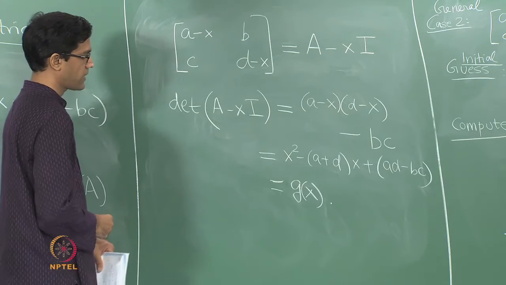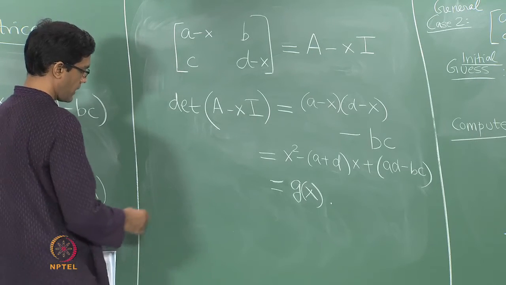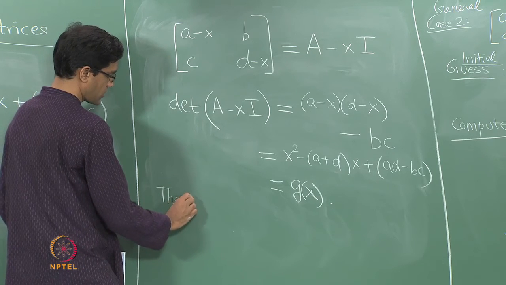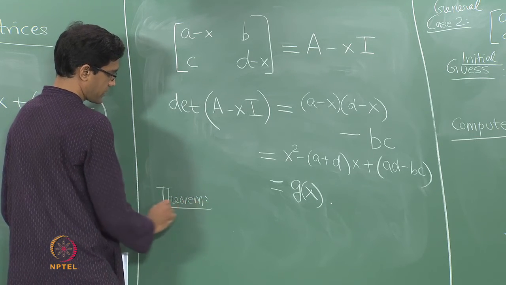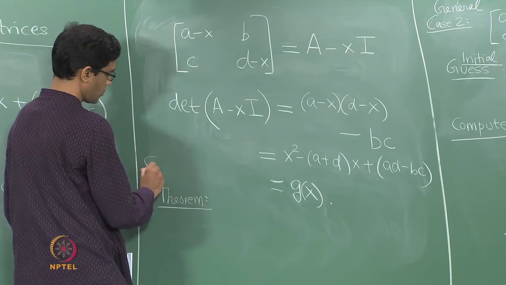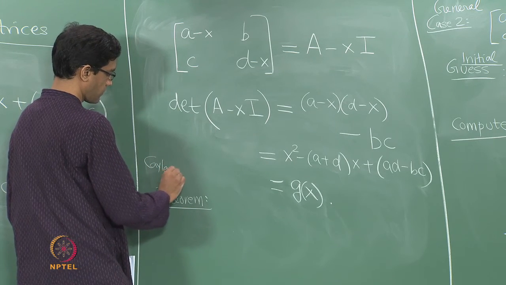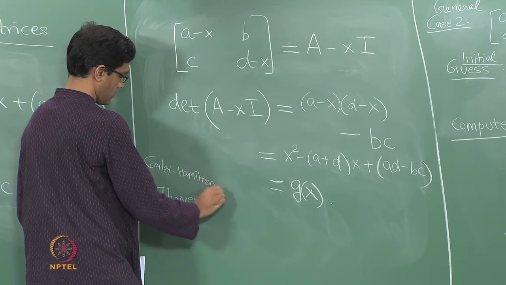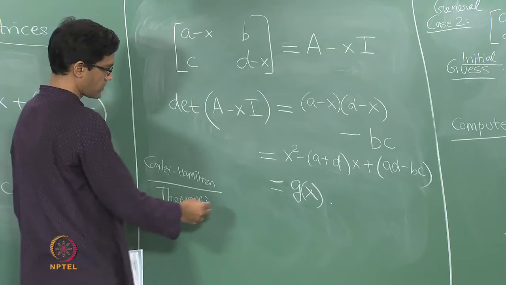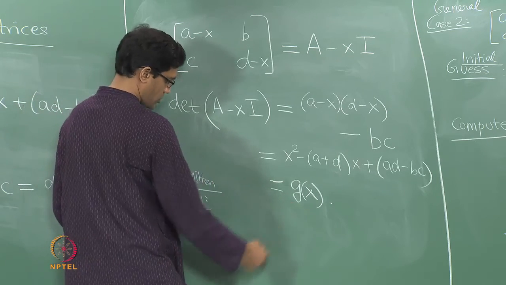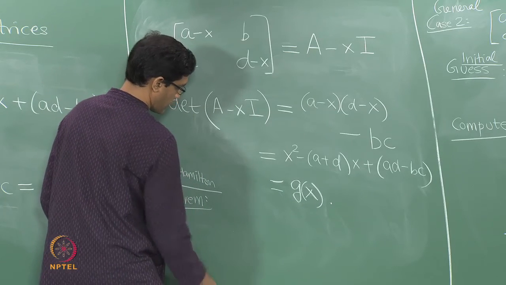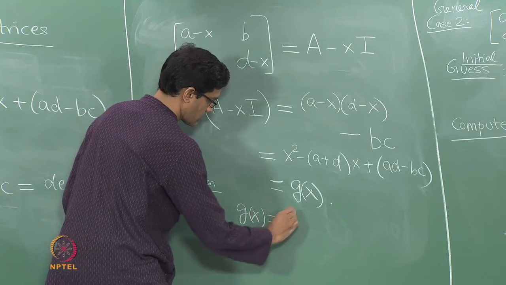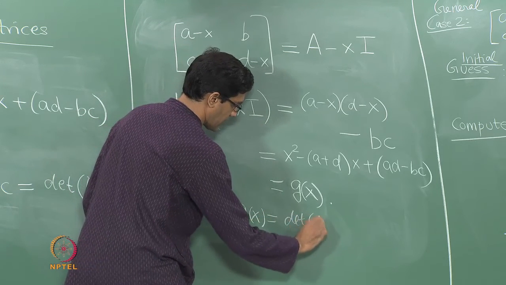So that is the key fact that we have just realized, and this is one of the somewhat remarkable theorems concerning matrices, or on polynomials applied to matrices. This goes by the name of the Cayley-Hamilton theorem. Let me not write this out in full. The thing that we just said, g of x, is just the determinant of A minus xI.